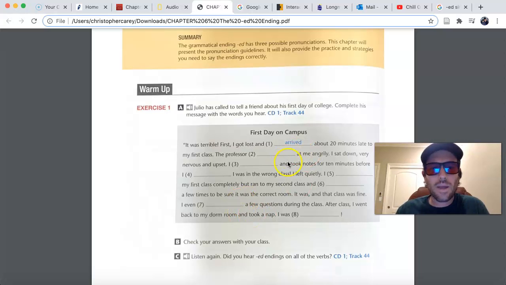This is a great warm-up activity. This is exercise 1 on page 40. And this is where we're going to start our activities for today in chapter 6, ED endings in English.